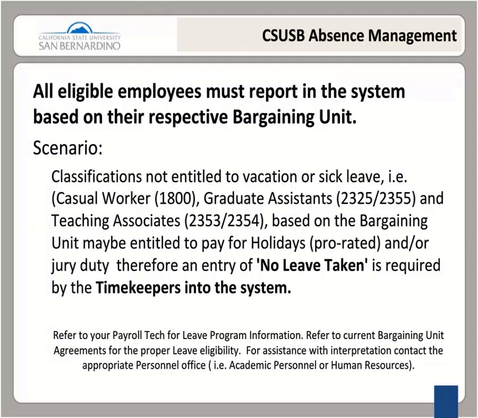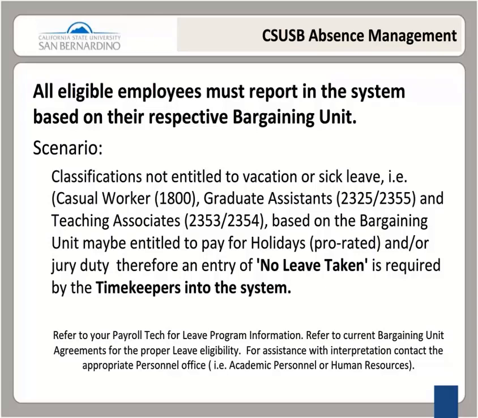All eligible employees must report in the system based on their bargaining unit. For example, there are some classifications that are not entitled to vacation or sick leave: graduate assistants, teaching associates, casual workers, and even some emergency hires. So based on their bargaining unit, these respective employees may be eligible for a holiday or for jury duty. Any eligibility in absence management requires the timekeeper to enter no leave taken and the validator to approve.